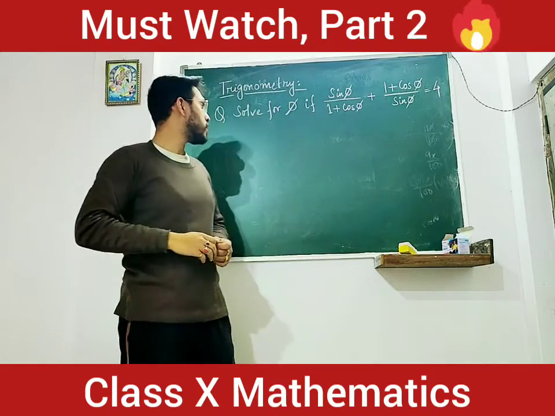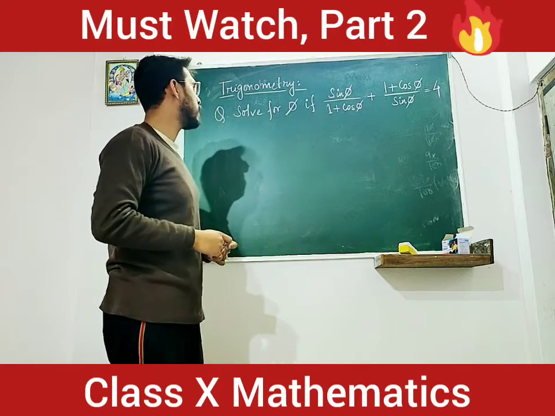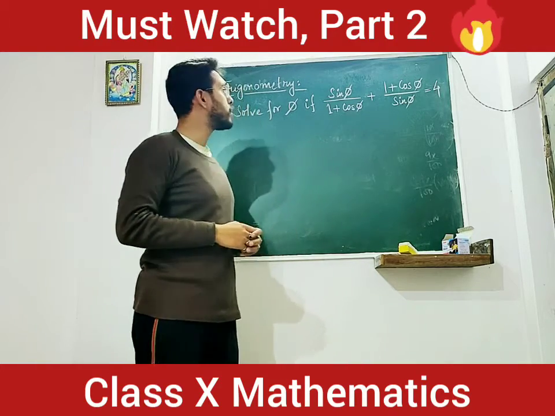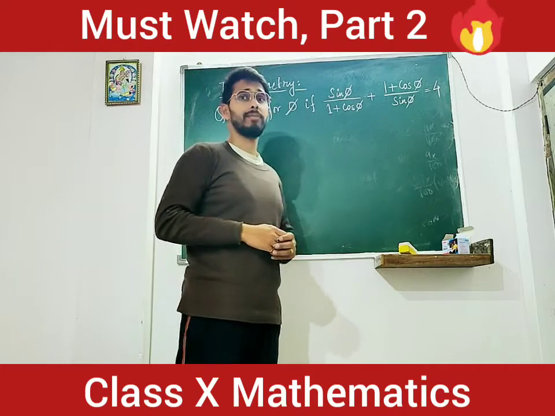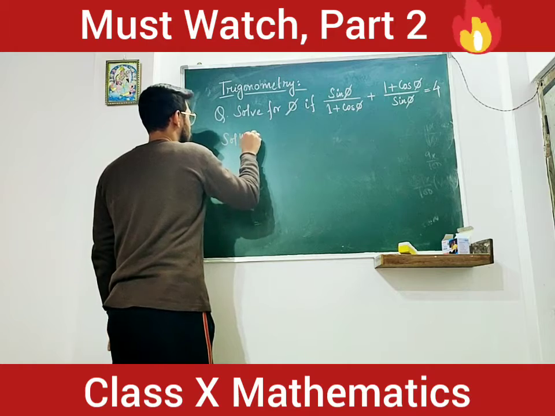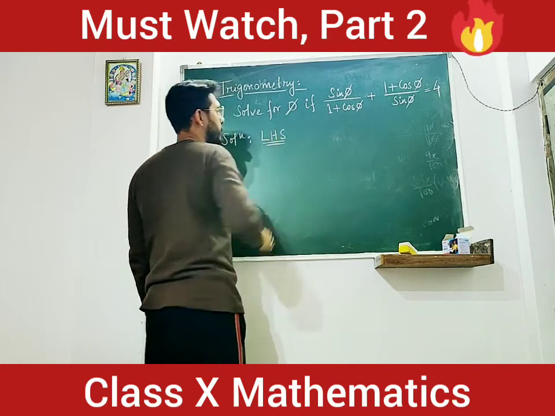Okay, so this is the first question from trigonometry, and here as you can see you need to solve for the value of phi, and your equation is given as sin phi by 1 plus cos phi plus 1 plus cos phi by sin phi equals 4. So the solution of the question goes like this. Let us do the LHS part and then we can carry it with 4.